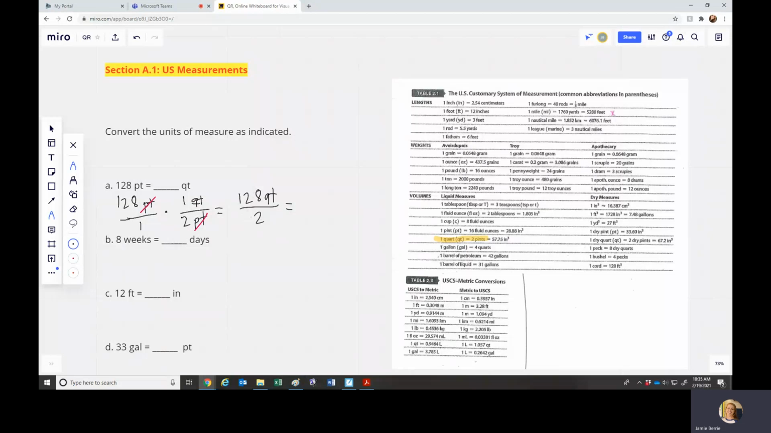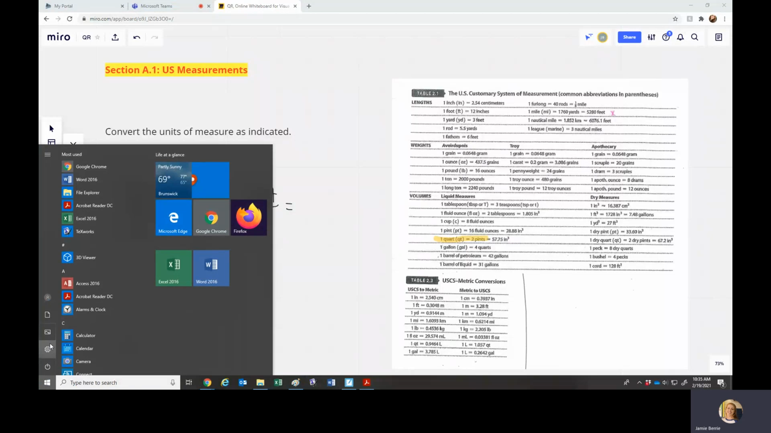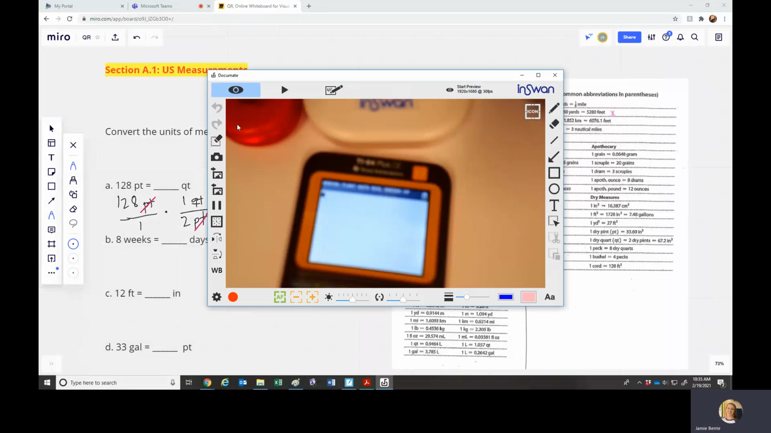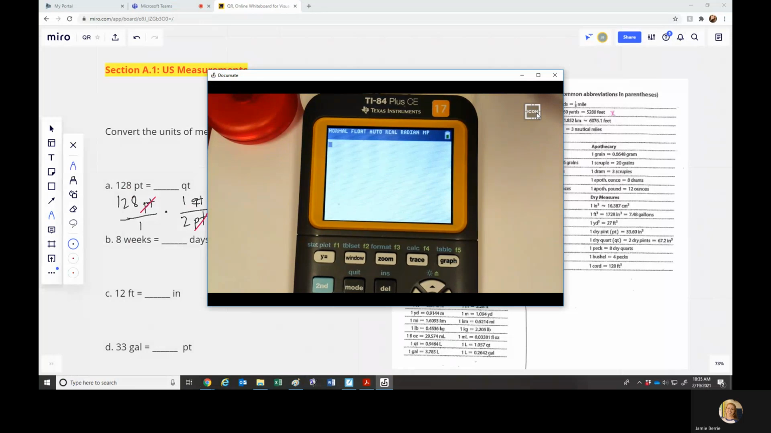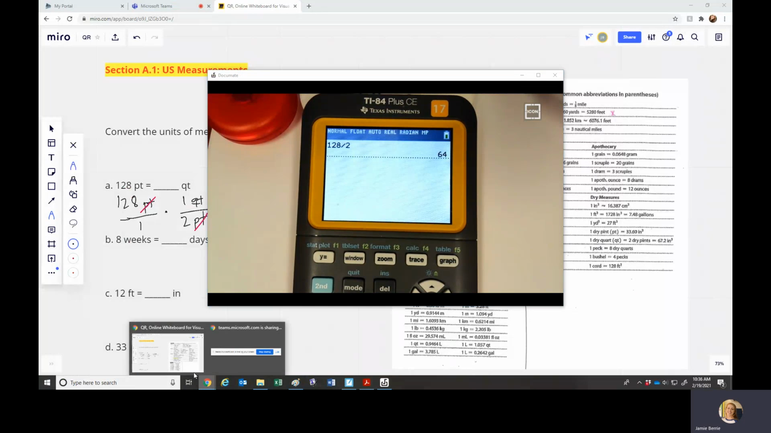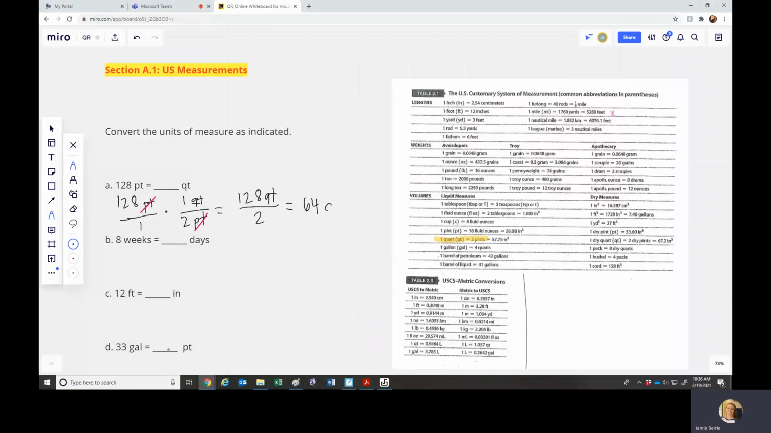Now you just have to divide this. I've got my calculator out. If you guys want to see what I'm doing, let me pull it up. So 128 over 2 is 64. That's 64 quarts, so we can write in our answer 64. So that is the process of dimensional analysis, where you use what are called unit fractions to cancel out the units that you want to get rid of, and you want to end up with whatever units your particular question is asking for.